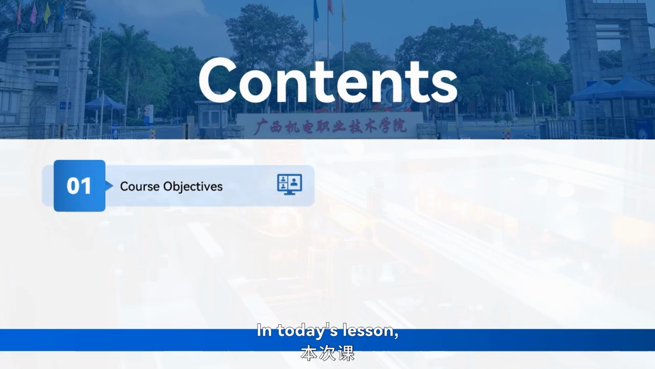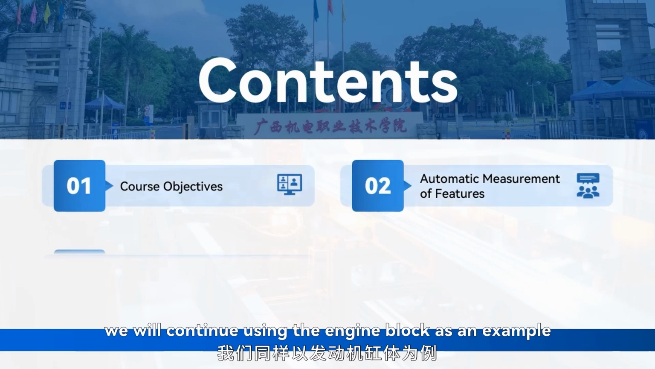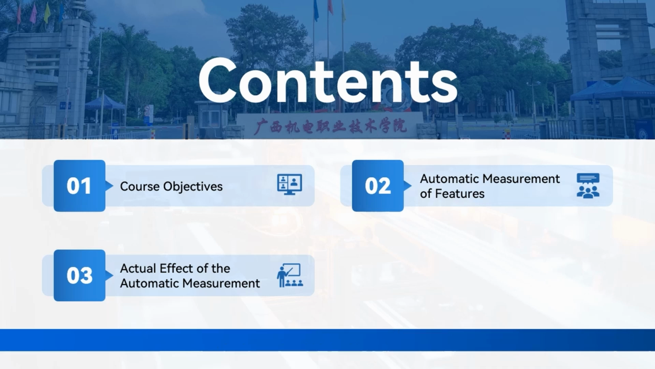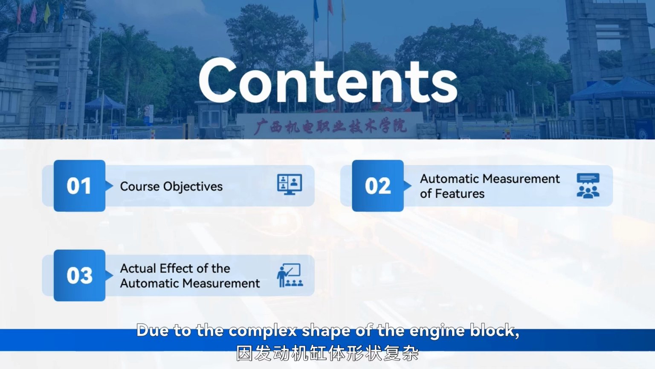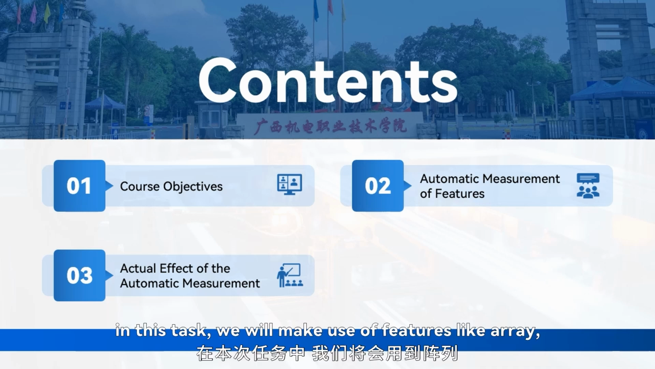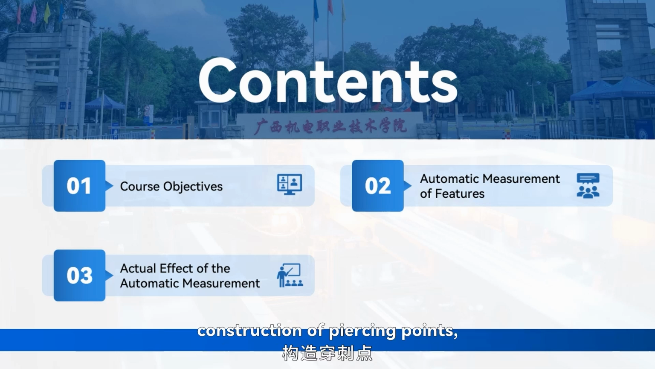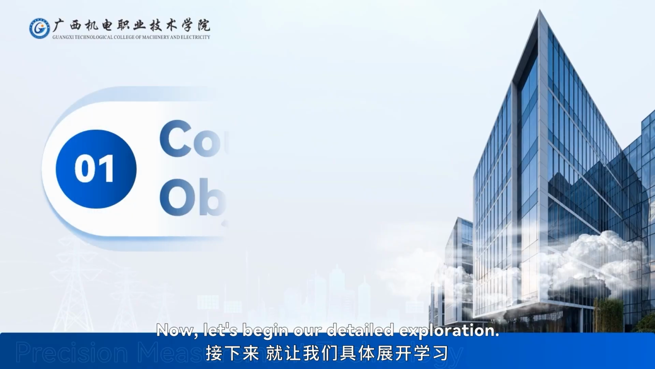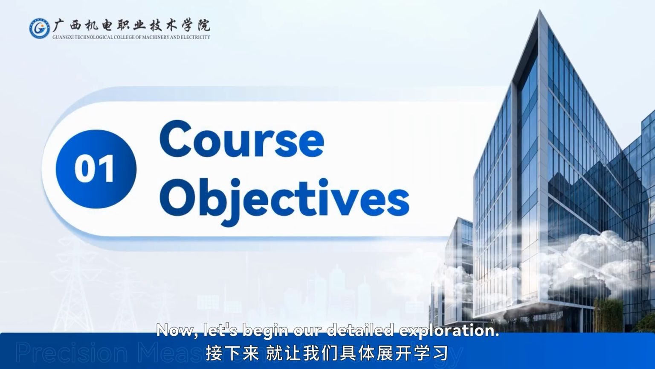In today's lesson, we will continue using the engine block as an example to learn the technique of adding array features. Due to the complex shape of the engine block, in this task, we will make use of features like array, construction of piercing points, and composite position tolerance evaluation. Now, let's begin our detailed exploration.